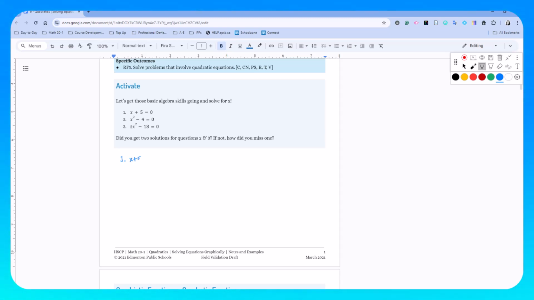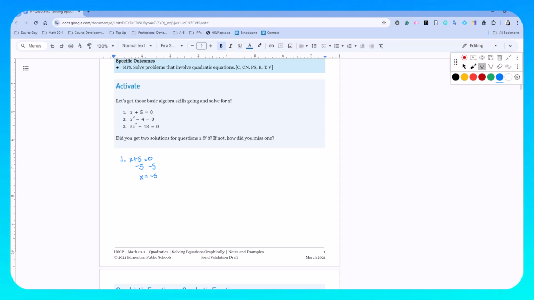when we have x plus 5 equals 0, to isolate the x, we're going to do the opposite of adding the 5, and we're going to subtract it. So that gives us x equals negative 5. And we can always check by substituting back in.